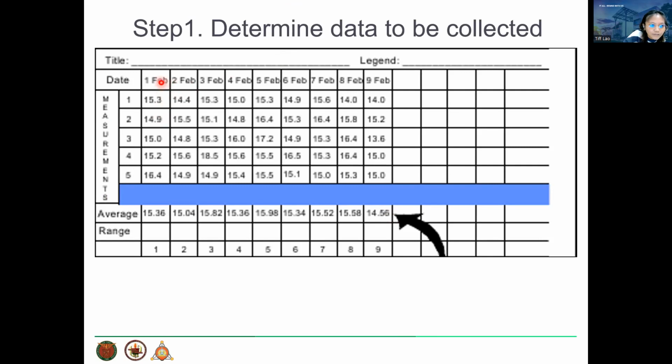Ayun, so, una yung gagawin mo, malamang mag-collect ng data. So, eto, meron ka sa date. So, Feb 1, you have 5 observations. And since dapat equal yung number of observations, meron ka ding 5 observations sa Feb 2, Feb 3 hanggang Feb 9. Okay?